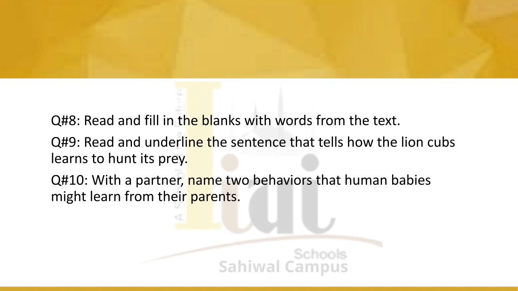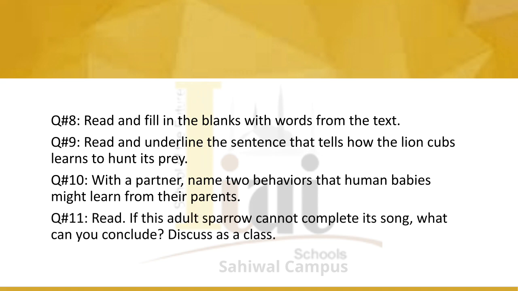Question number 10. With a partner, name two behaviors that human babies might learn from their parents. So you have to write about two human behaviors that a baby can learn from its parents. Question number 11. Read, if this adult sparrow cannot complete its song, what can you conclude? Discuss as a class. So it's learning and instinct combination behavior. So on the page number 13, you can find the answer that what will happen if the adult sparrow cannot complete its song. So you have to read it and find its answer and write on your classwork notebook.